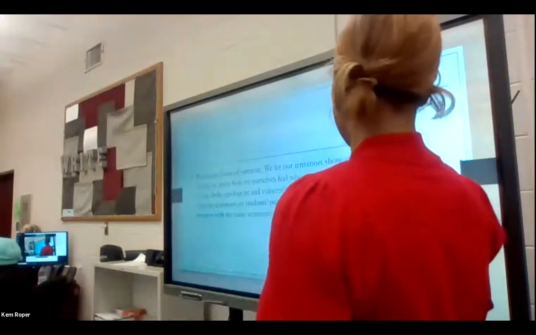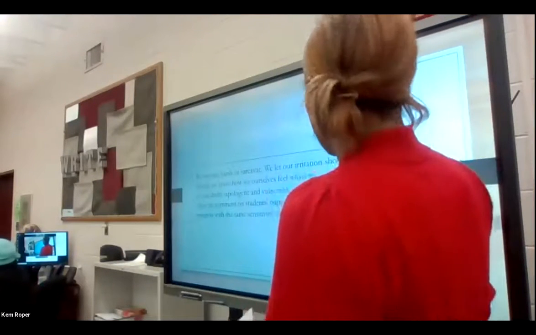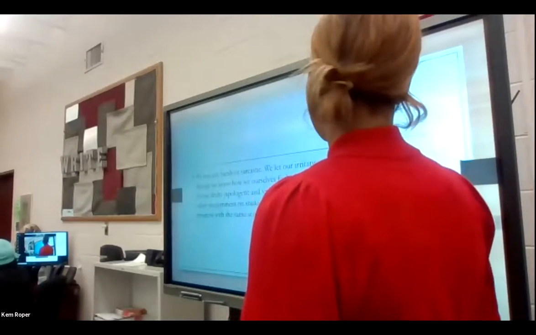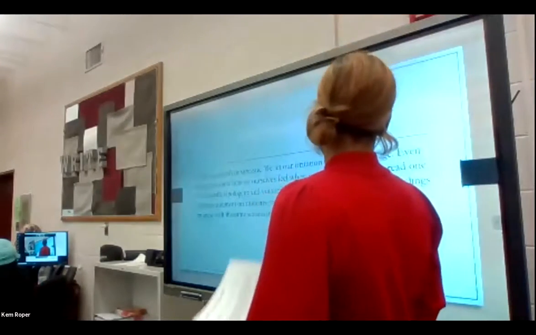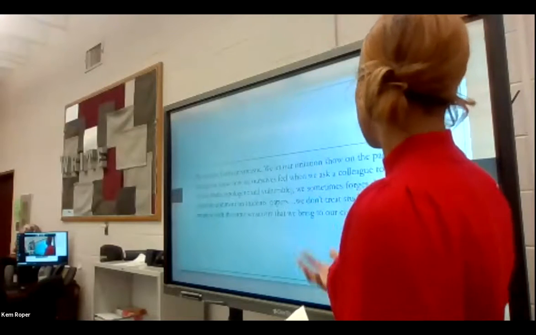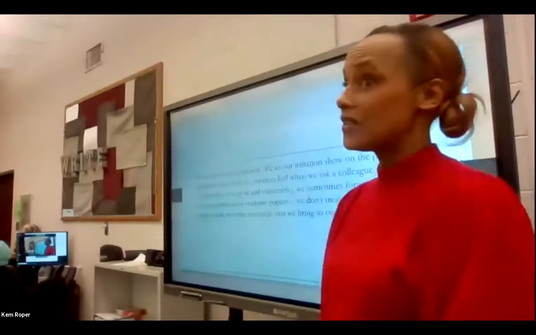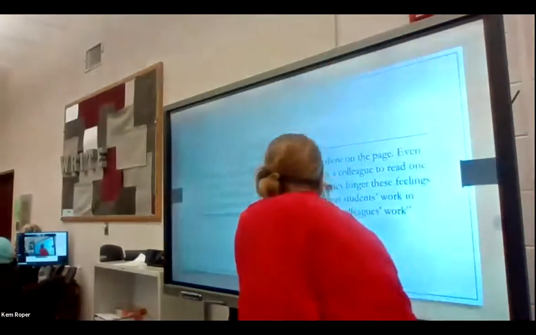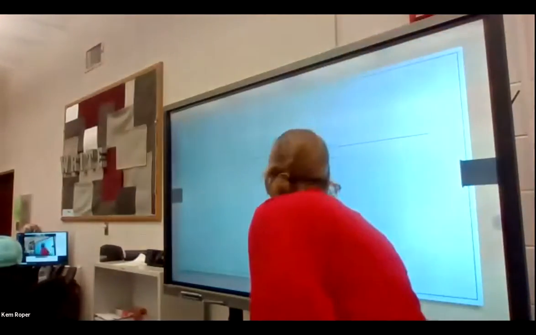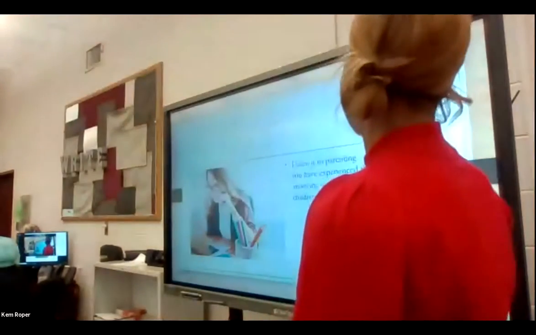We let our irritation show on the page, even though we know how we ourselves feel when we ask a colleague to read one of our drafts. We sometimes forget that they have those feelings as well, and we don't treat students' work in progress with the same sensitivity that we bring to our colleagues' work. So I am suggesting that we give them some grace in spite of the frustration.